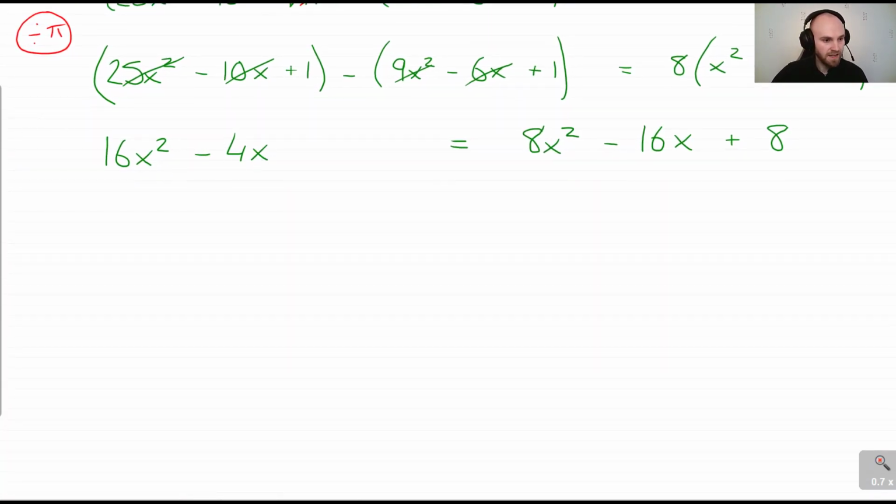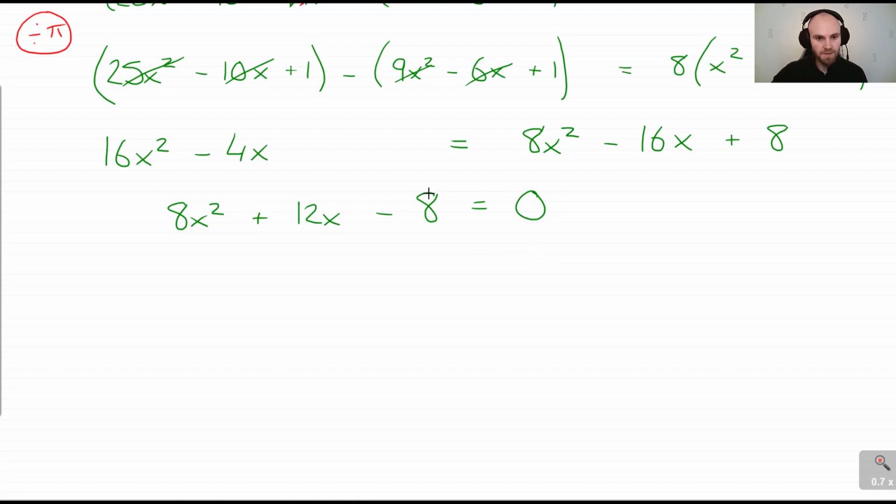Okay, and now we just need to get everything on one side. So what do we have? I'm going to subtract 8x squared from both sides. That will give us 8x squared. I'm going to add 16x to both sides. So that's going to give us plus 12x on this side. And then I'm going to subtract 8 from both sides. And that will give us minus 8. And that is going to equal 0.